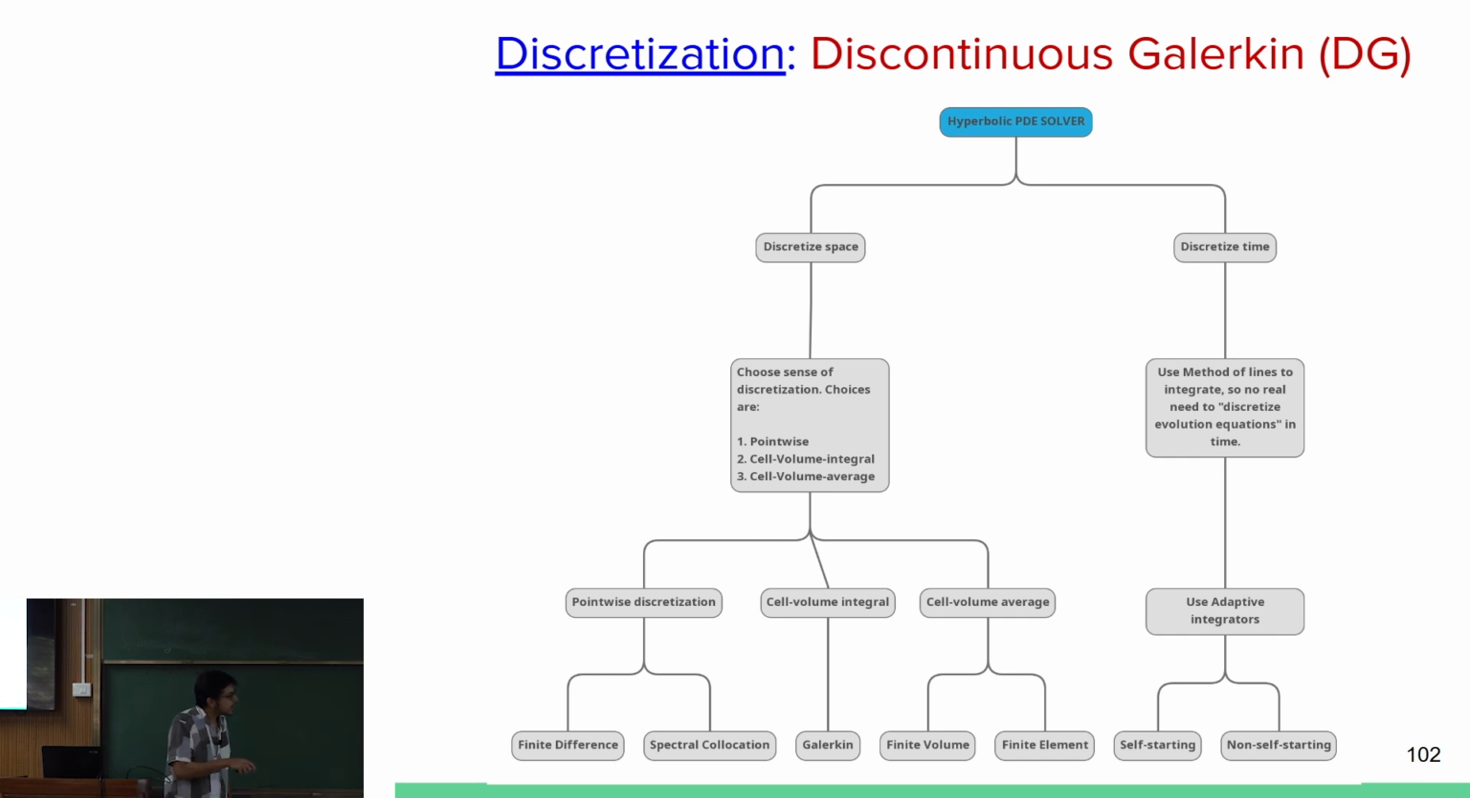Now, the errors could be defined, so the whole domain can be divided into small cells. And the errors could be defined in an integrated sense over each of these cells, or in an average sense over each of these cells. Okay, what's the difference between 2 and 3?